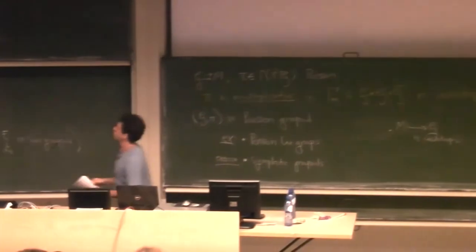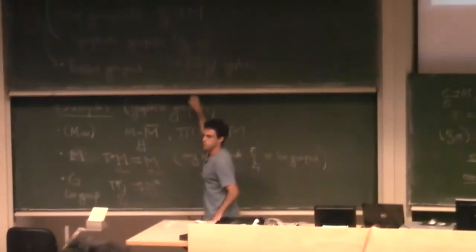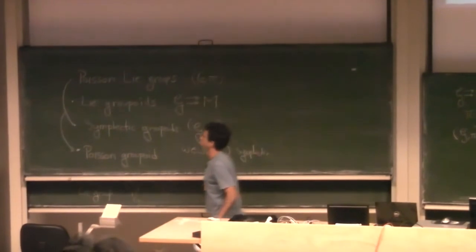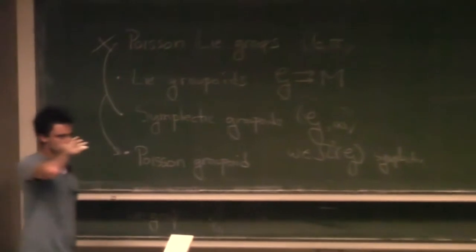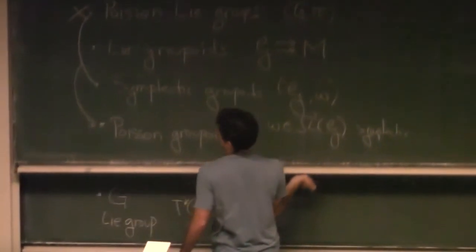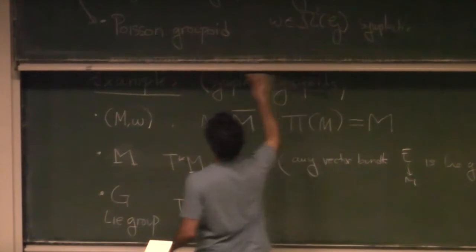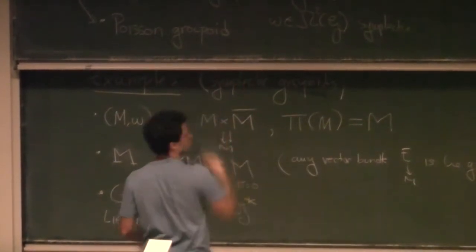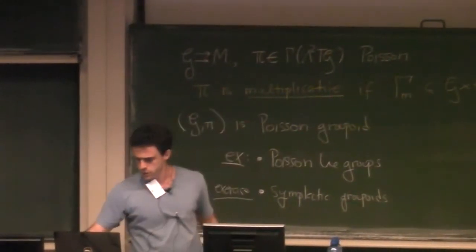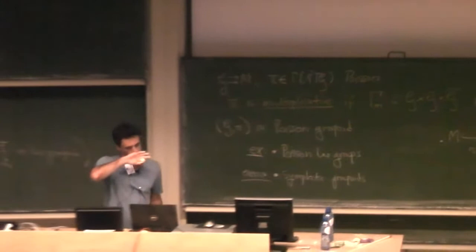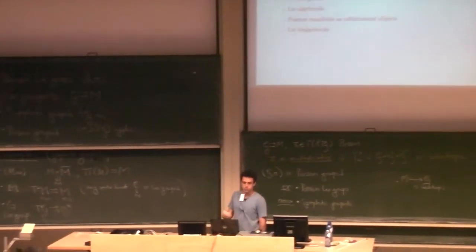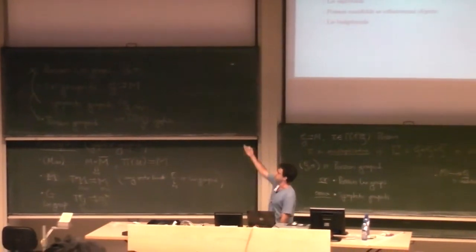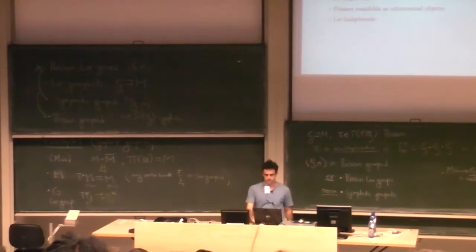Okay, so let me start. So I'll follow here the same order. So I'll start talking about infinitesimal structures one by one. First for Poisson Lie groups. Then I'll tell you what the infinitesimal of a groupoid is, of a symplectic groupoid is, and what a Poisson groupoid is. Right, so that's the outline of these lectures. I'll talk about the infinitesimal of Poisson Lie groups, which are called bialgebroids, and then Lie algebroids, which are the infinitesimal of Lie groupoids, and so on.